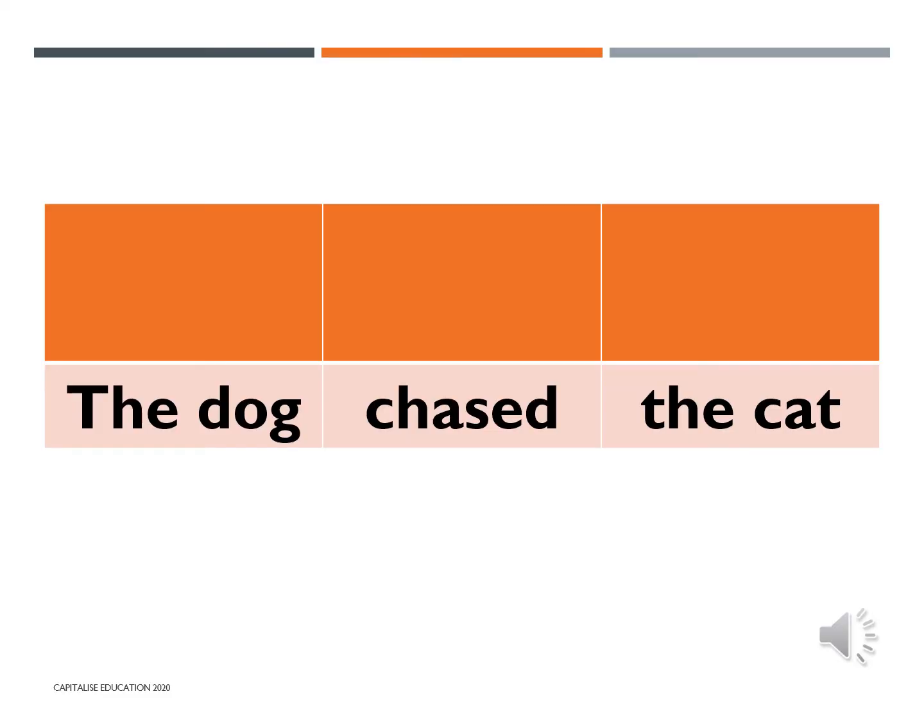Let's have a look at the following simple sentence. The dog chased the cat. Together, the student and I would read through the sentence again. The dog chased the cat. Identify the noun in the sentence and use a red colored LEGO piece and place it above the noun to represent the noun in this simple sentence.